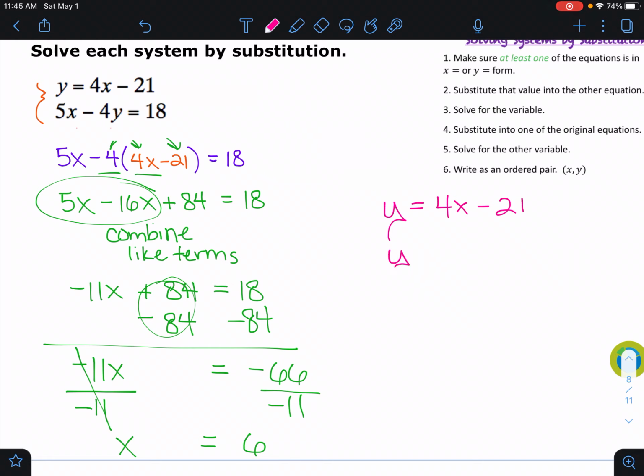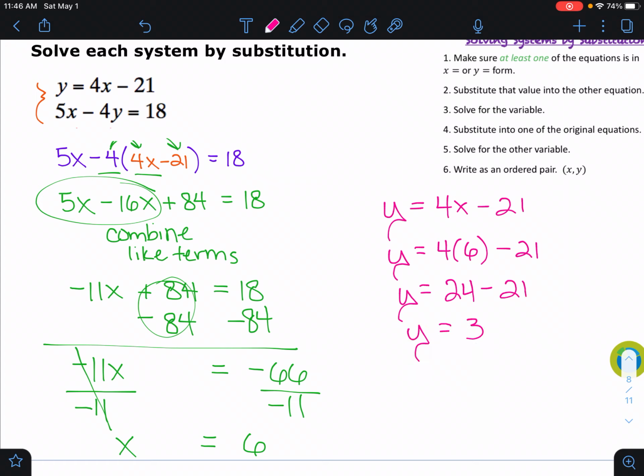6. So I'm going to say y equals 4 times 6 minus 21. So what is y? This is pretty easy. I don't have any weird things to move around. I can just, 4 times 6 is 24 minus 21, which is 3.